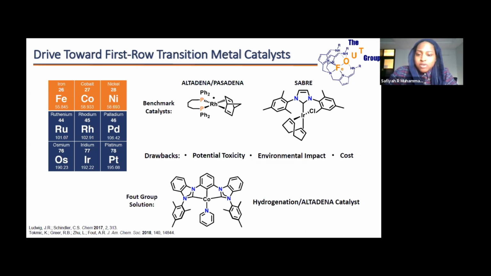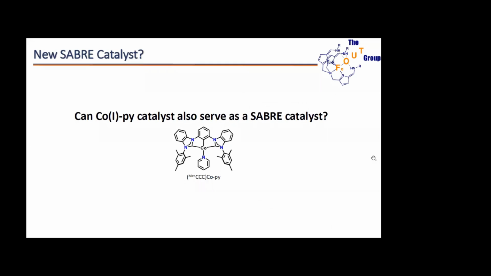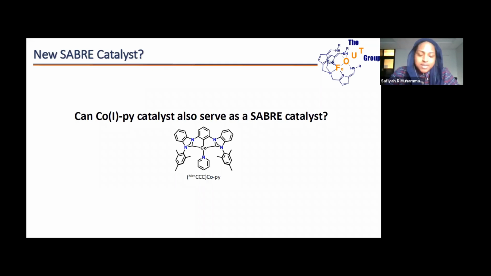And so our group solution through the years has been to use this pincer cobalt-1 complex, and we have shown it in hydrogenation that you've seen in Allison's presentation yesterday, as well as an alkene hydrogenation catalyst. So my research wanted to look at, can we develop this as a SABRE catalyst as well? So looking at the types of substrates that our group normally uses with these types of catalysts, I turned towards olefins first to see if we're able to get any SABRE chemistry out of that.